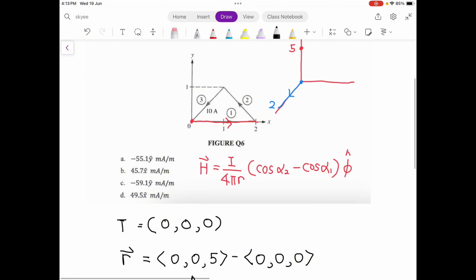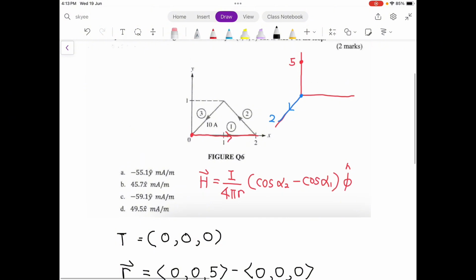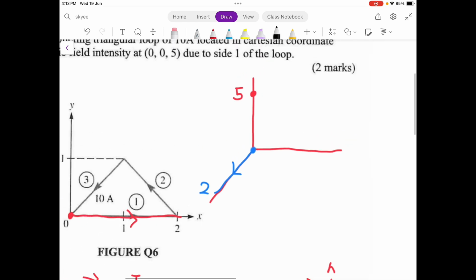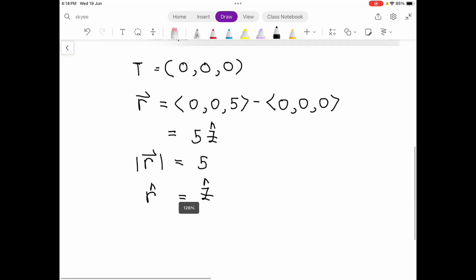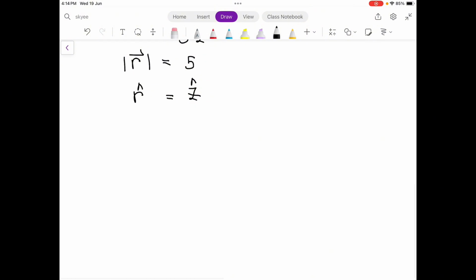Okay, next is to find alpha 2 and alpha 1. So we can zoom in here. This one will be point A and this one will be point B. So I redraw this again here. This is the axis X. This is 2.